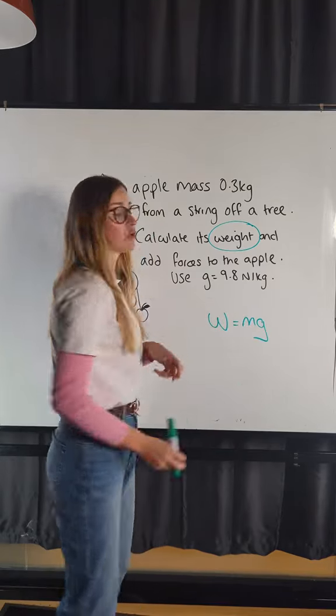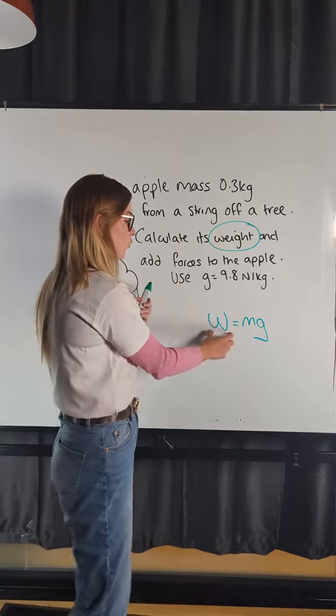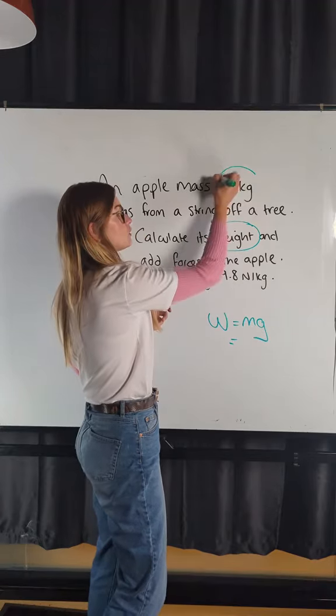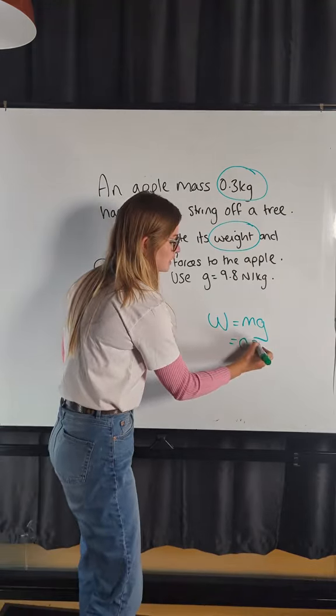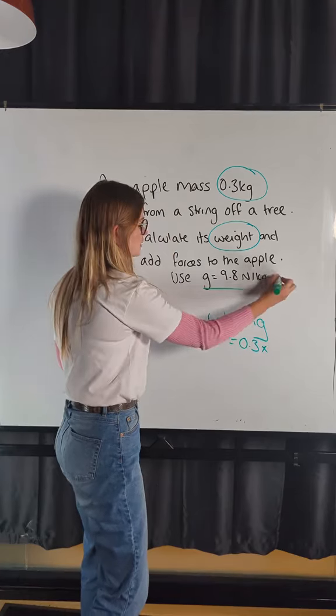Again, you get given all the equations in your exam, but it's just good to memorize some of them. Just makes it much faster. So W = mg. To calculate the weight, we need to know its mass. Masses are always measured in kilograms in physics because we have really large objects. So 0.3. Beside each other, we multiply. And g even tells us here what to use.